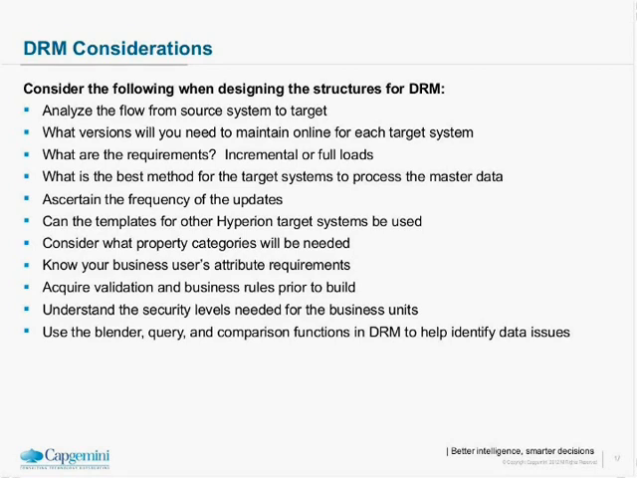Consider what property categories will be needed. Usually it's based on your target systems. Like we showed earlier, if you have an HFM or planning or data warehouse that you're supplying master data to, look at those, and you usually will create a lot of those in their own custom targets or categories. So we have Know Your Business User Attributes next. The requirements for the attributes will help you build up your DRM to meet the business needs, which is going to be very meaningful for the end user interface.